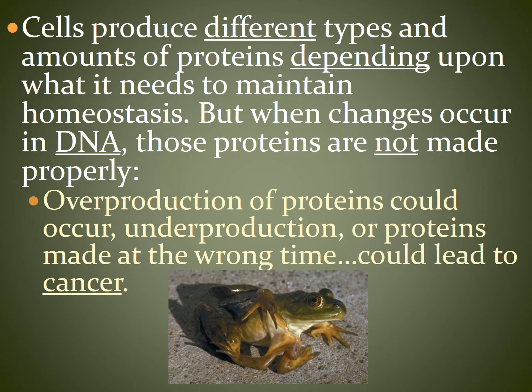Now, cells do produce different types and amounts of proteins depending on what is needed to maintain your homeostasis. But when changes occur in DNA, these proteins sometimes are not made properly, right? And so what happens is the overproduction of proteins, or underproduction of proteins, or proteins just made at the wrong time can lead to cancer or can lead to this.